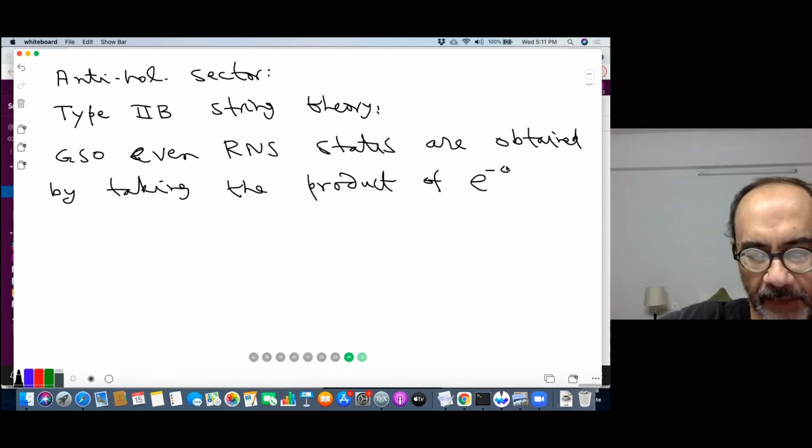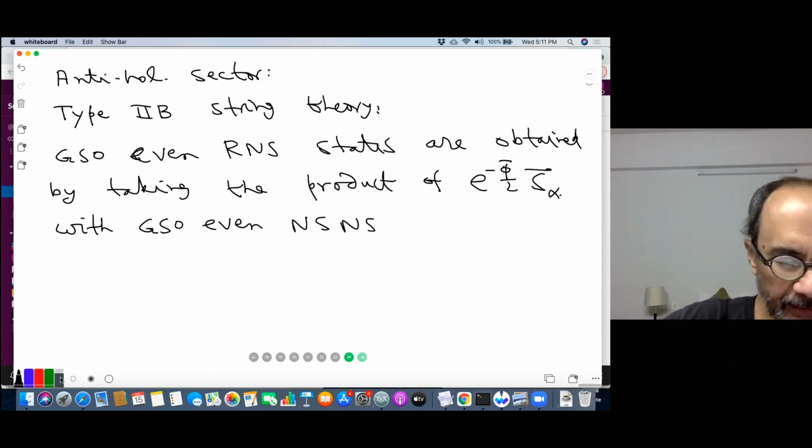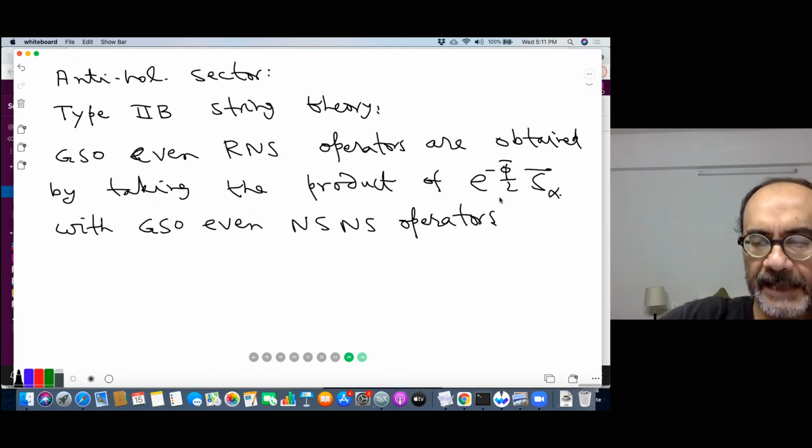of e to the minus phi bar by 2 s bar alpha with GSO even NSNS. Again, let me write as operators. So this is the exact counterpart of what happened in the holomorphic sector. There it was e to the minus phi by 2 times s alpha, and you are taking the product with GSO even NSNS operators.